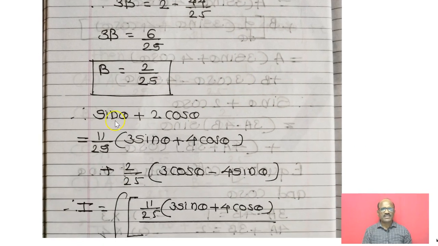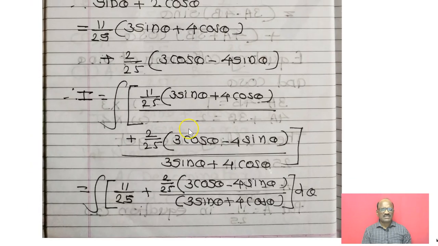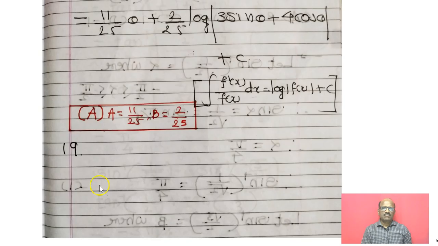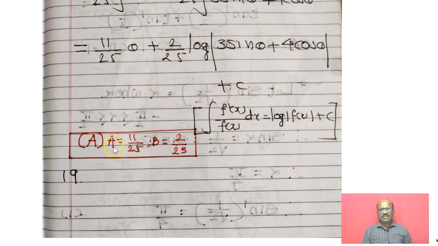Therefore, the numerator sin theta plus 2 cos theta is written with this as the a term and this as the b term. Now we wanted to find the values of a and b. I solved this example totally, but here we record only the values of a and b. The value of a is 11 upon 25 and the value of b is 2 upon 25.